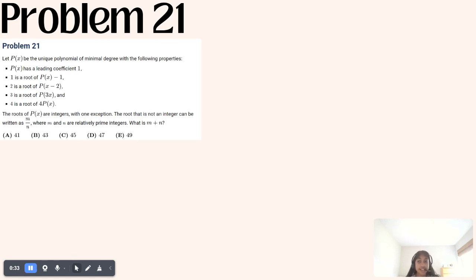Alright, let's break it down. So basically P(x) here means P is the same thing as f, which means function. So P here means polynomial. Let's try to use the information that we have to solve this problem. If P(x) has a leading coefficient of 1, that means that 1 is basically the leading coefficient of it, so there's nothing outside of it. Alright, so this also means we can use this piece of information.